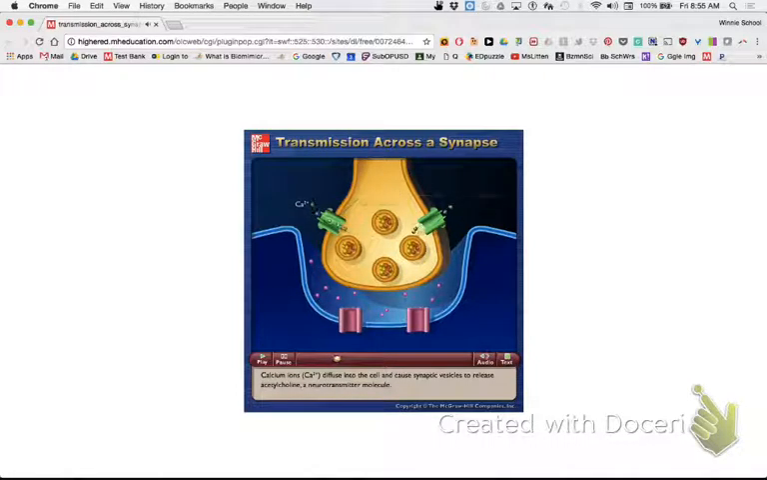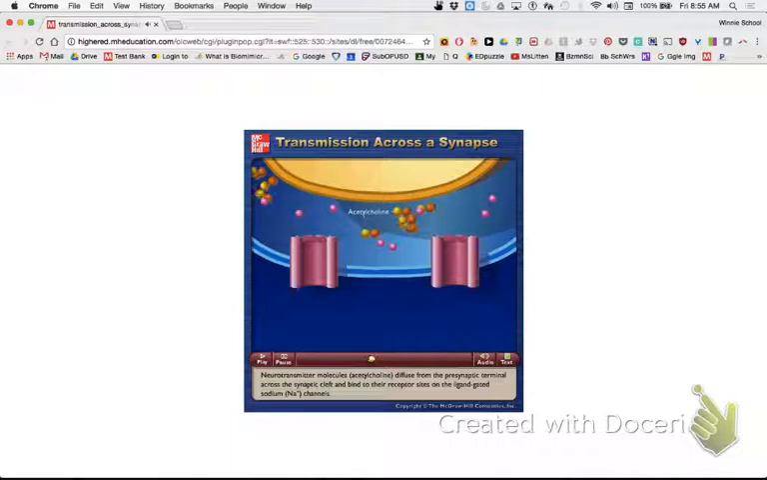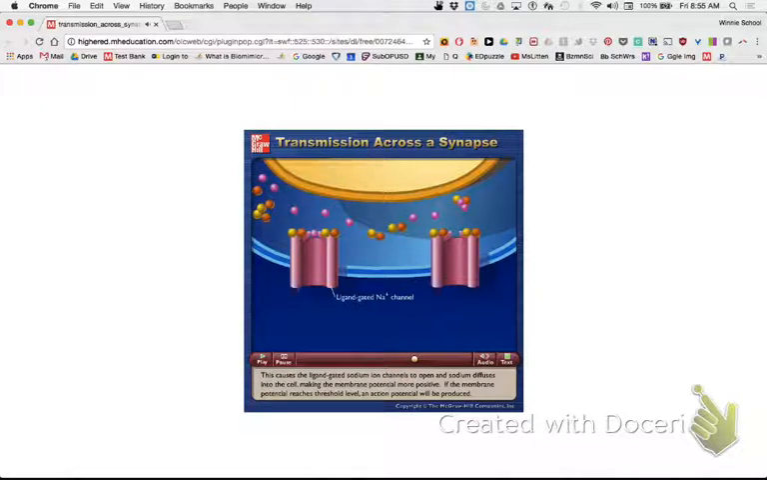Calcium ions diffuse into the cell and cause synaptic vesicles to release acetylcholine, a neurotransmitter molecule. Neurotransmitter molecules, acetylcholine, diffuse from the presynaptic terminal across the synaptic cleft and bind to their receptor sites on the ligand-gated sodium channels. This causes the ligand-gated sodium ion channels to open, and sodium diffuses into the cell, making the membrane potential more positive. If the membrane potential reaches threshold level, an action potential will be produced.